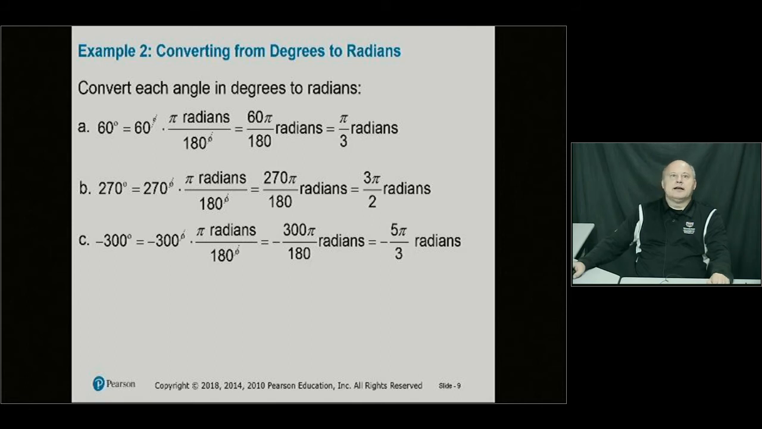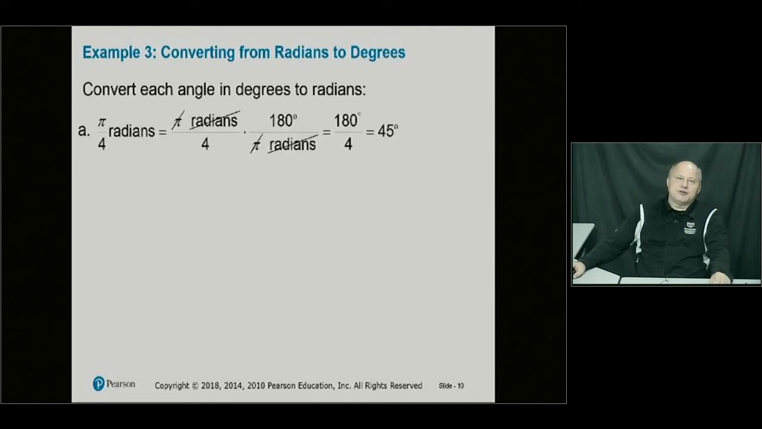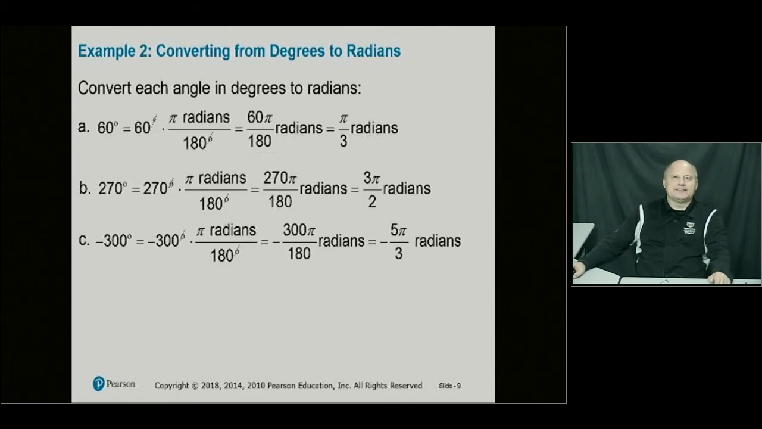Now, look at the third one. Negative 300 degrees. Now remember, the negative angle just means the direction it's going, so this is going clockwise. But it works the same. You multiply it by pi over 180, so you get negative 300 pi over 180, which reduces down to negative 5 pi over 3 radians. And so you might guess, what is 300 degrees? 300 degrees is the same thing as 5 pi over 3.